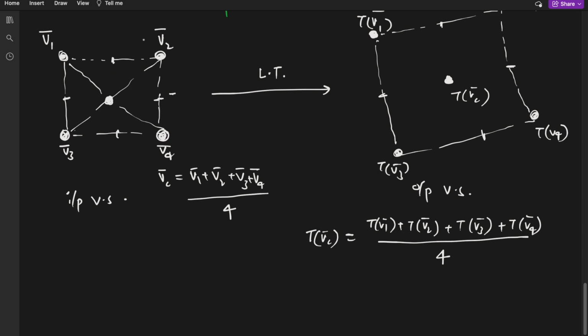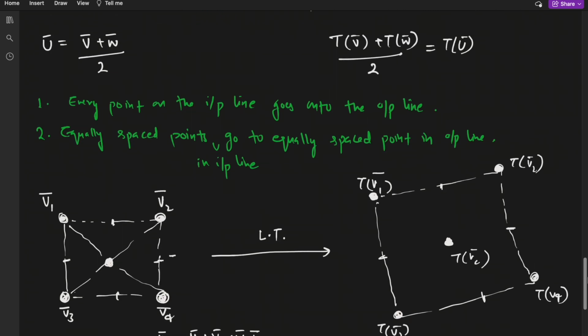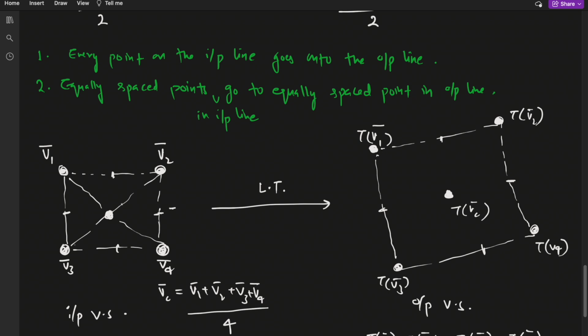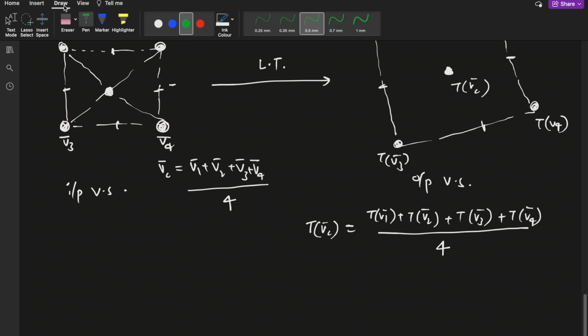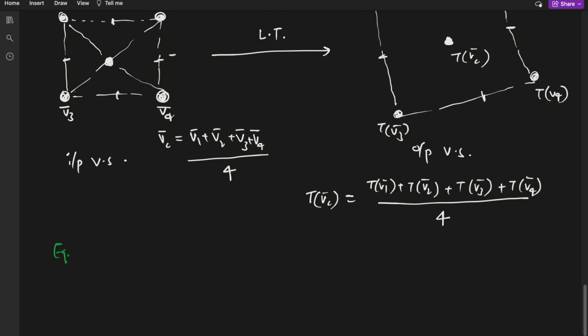So not just do these points get transformed, V1 to TV1, V2 to TV2, but because this is a linear transformation, it preserves the spacing as well. It preserves the spacing of this vector VC from V1, and here it preserves the spacing from TVC to TV1 as well. So everything gets transformed. Equally spaced points stay equally spaced. That is an important term which we like. If I summarize this, equally spaced points stay equally spaced.